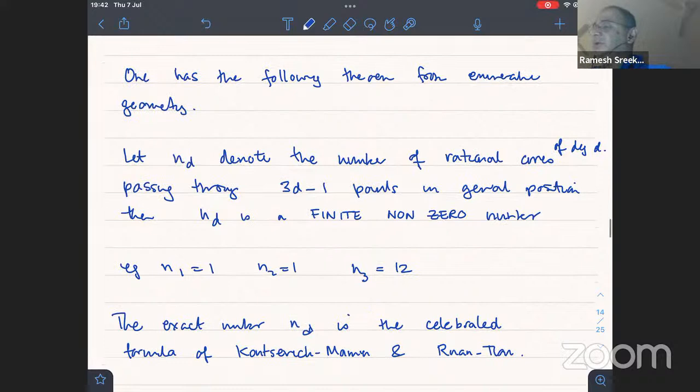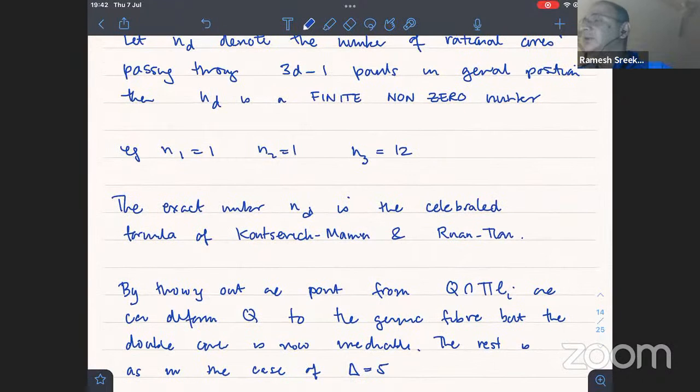The exact number n_d is a famous formula of Kontsevich and Manin and Ruan–Tian from the early 90s, I think it was quite a big deal then. But I don't know what the relevance of that is at the moment. Actually, we need something slightly different: curves which pass through some number of points and are tangent or meet the other points at some higher multiplicities. But that's a special case of this.